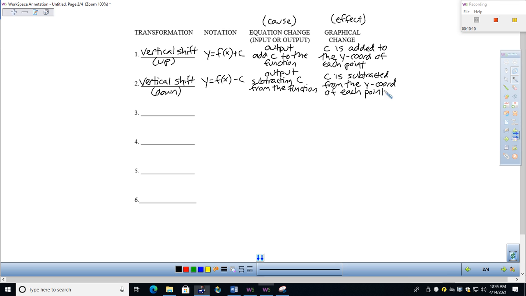All righty. 2 down, 4 to go. Let's get into our next bit of notation. Here's what I'm going to do. I'm going to do f of x minus c.